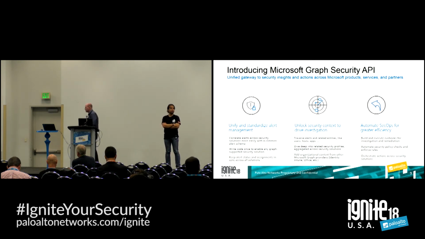The last thing is around automation. So in addition to dealing with alerts, both consuming alerts and writing back and patching the state of alerts, and dealing with security inventory, we're going to be exposing two other areas in the API. The first is around actions. So automating things is pretty difficult today.